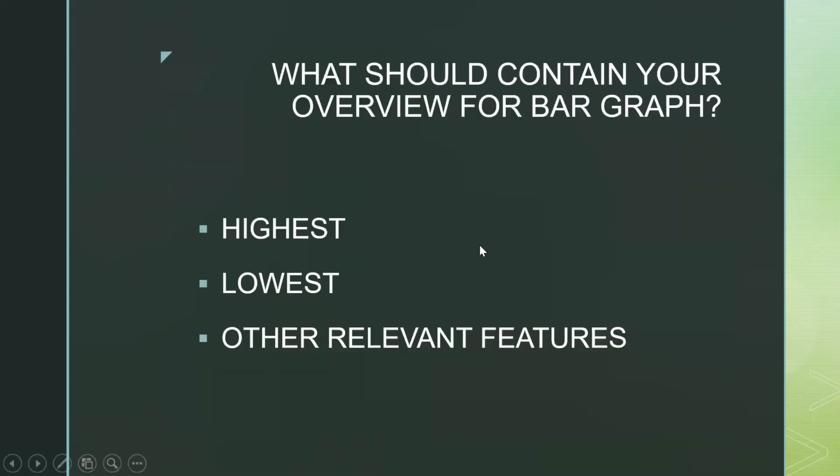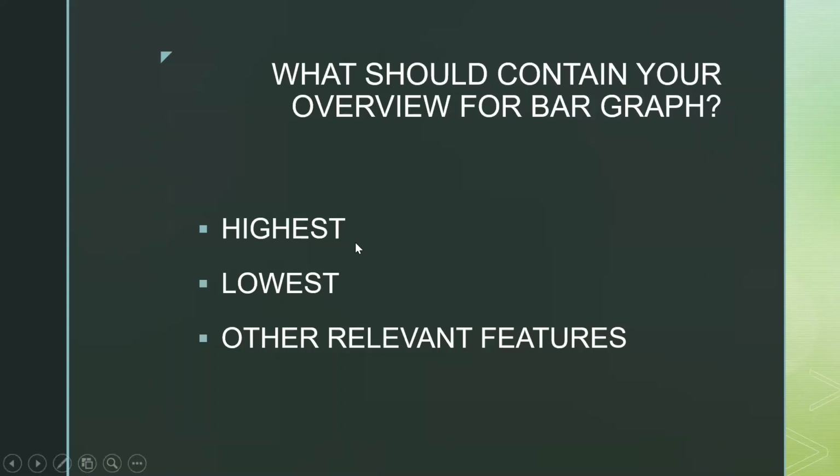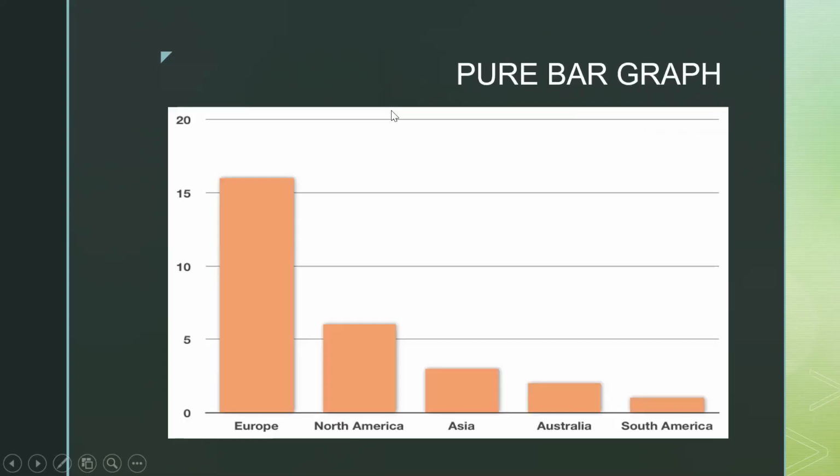So what should contain your overview for pure bar graph? Okay, remember you have your intro and then your overview. So what should your overview contain for this particular graph, the pure bar graph? First, you have to write the highest in ranking and then your lowest and then other relevant features. That's it. You just have to describe which one is the highest and which one is the lowest. And if you see other relevant features, you can also include that in the overview. So here in the graph, in your overview, you can just talk about Europe, which has the highest figure, and South America, the lowest.